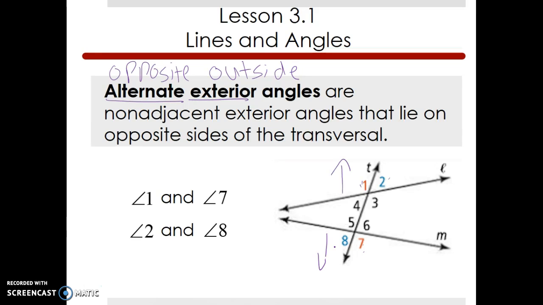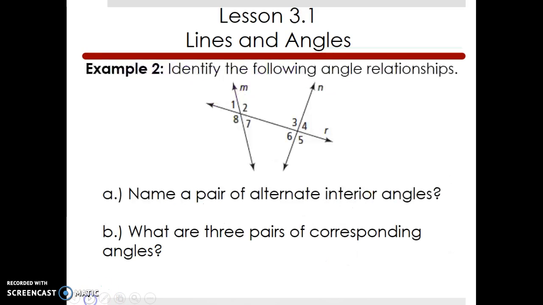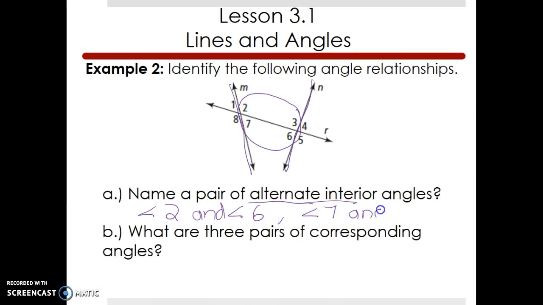So what we're going to do is we're going to try a couple of problems. So identifying the following relationships. Name alternate interior angles. So this is a line, this is a line. Inside, that's your interior. Alternate means it's the opposite side. So angle 2 and angle 6, yep. And angle 7 and angle 3. They're inside but opposite sides.